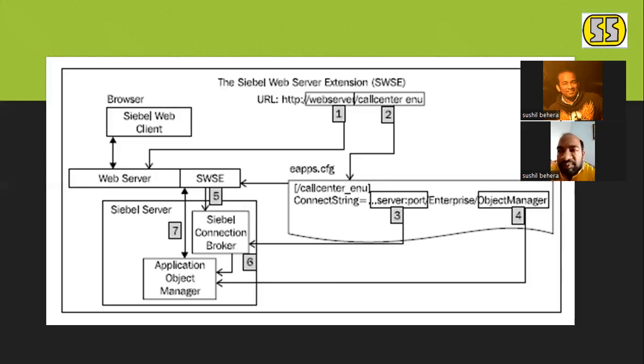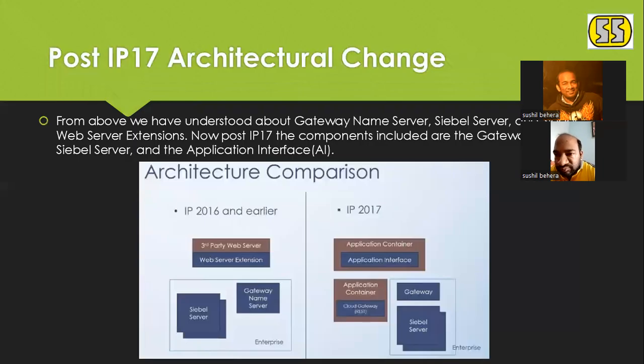Now post IP17, a major change happened. As a developer, we have to understand what changes happened from IP17 onwards and what benefits we get. Why did Siebel make this major change? Those things we'll understand now. So post IP17, what is the architecture?